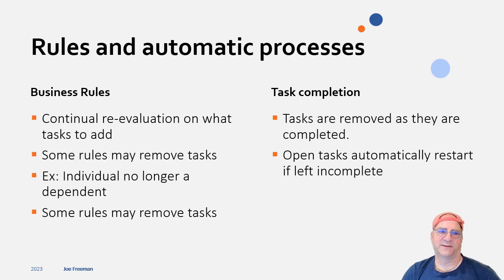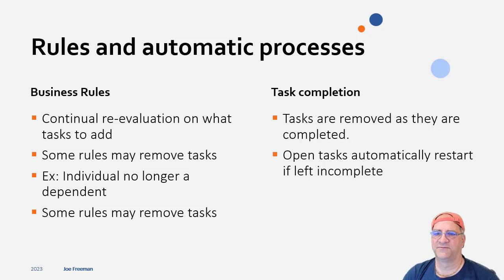So rules and automatic processes, basically continual reevaluation of what tasks need to be done. Some rules may remove the task, like I said before. An individual may no longer be a dependent. So in that case, we might have removed P2, Dependent 2. Why did I put that in there twice? I'm going to fix this up before I post it.